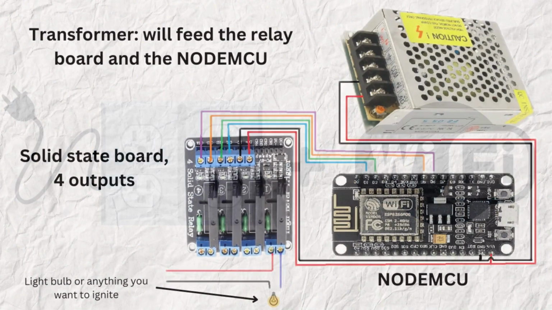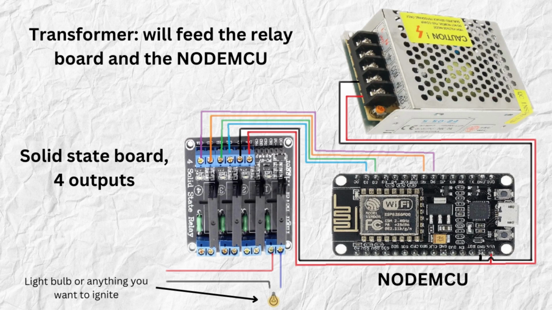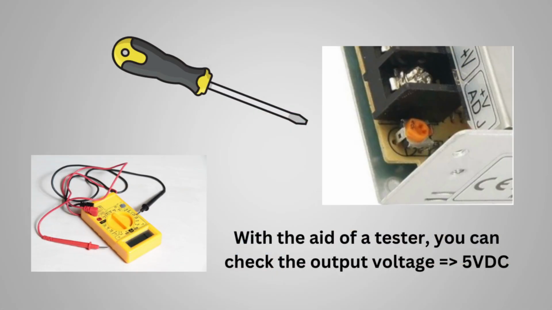So this is the diagram. As you can see, it has a very simple layout. The power supply and the ground are connected to the transformer input. The output, as black and red, will be supplying energy to the Node MCU and the relay board as well. Bear in mind, this is very important. You will have to adjust with the driver the output to 5 volts.